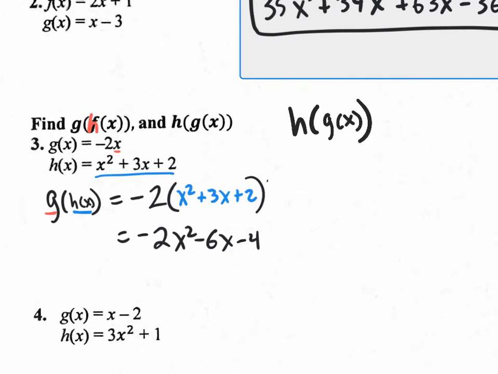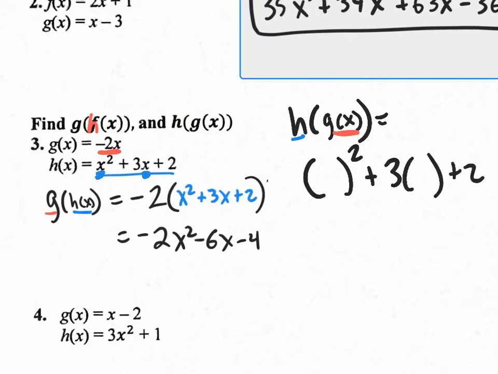So this time we're going to take the g of x function and plug it into the h function. So we're going to take our g of x function, which is negative 2x, and plug it into our h function, just into the x spots. All right. So let's begin by writing our h of x function, but instead of those x's, put parentheses. So I want to say x squared plus 3x plus 2. And we're plugging in the actual negative 2x, the g of x function, into those parentheses. Negative 2x right in there and negative 2x right there.